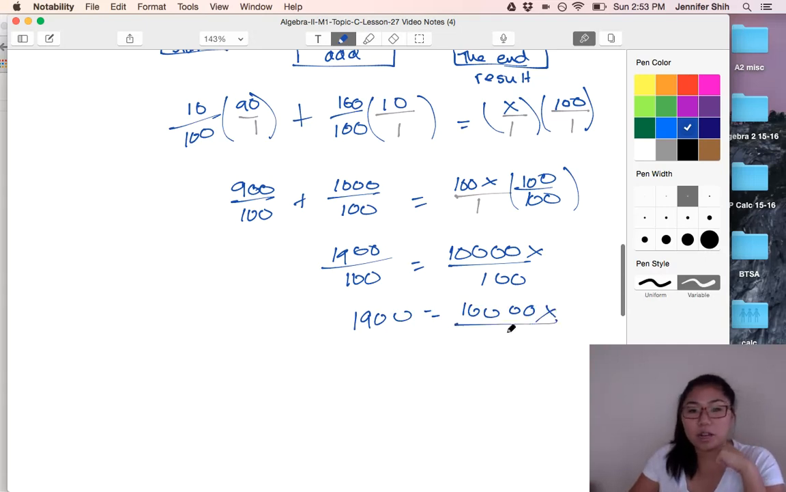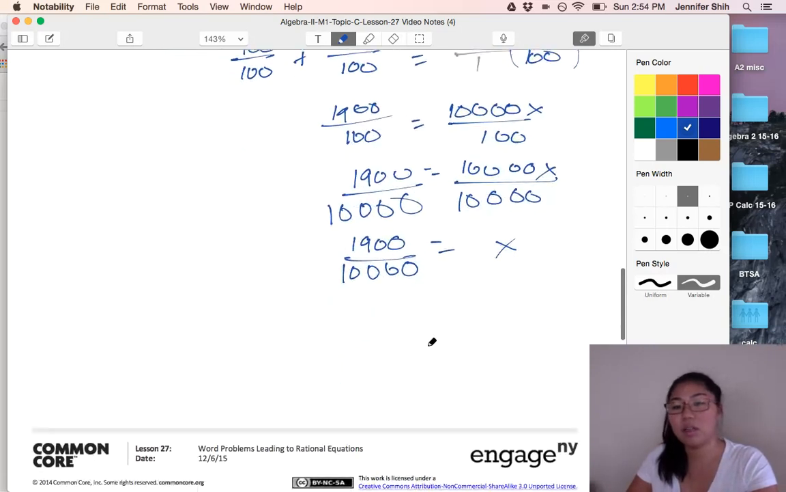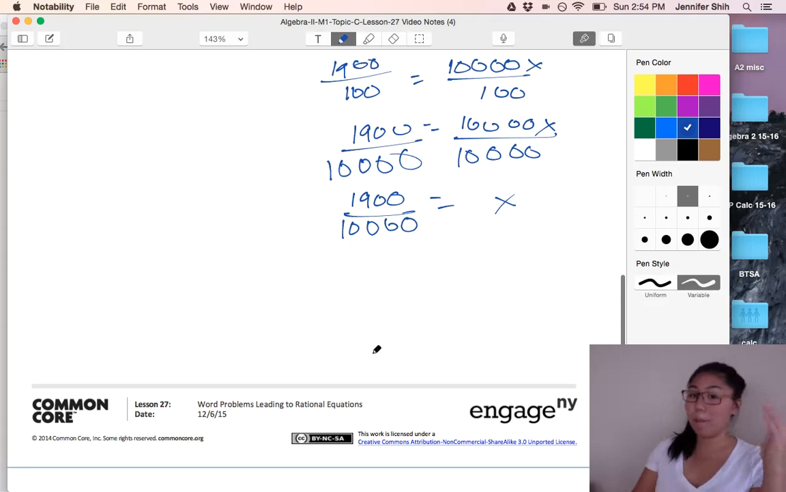Now I just solve for x. I'm going to divide by 10,000 and divide by 10,000. I'm going to end up getting x over 1900 over 10,000. Okay, let me show you how to turn this into a percent.